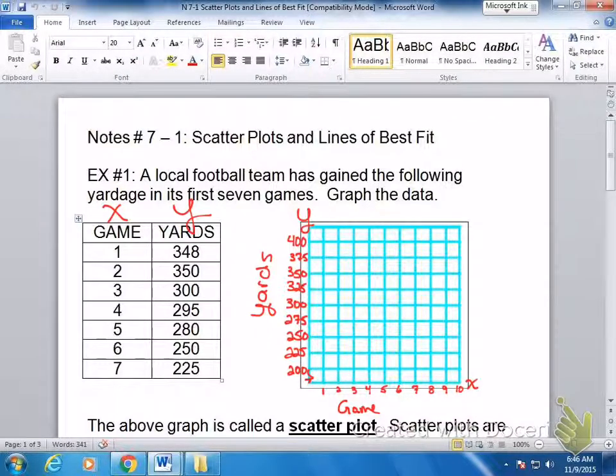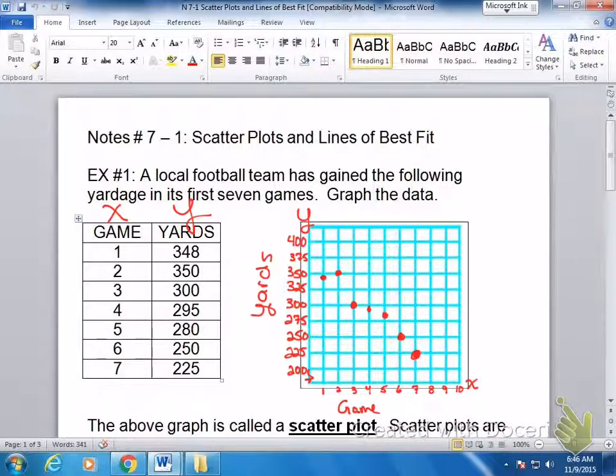see the whole graph. So it looked like my X values went from 1 to 7, so I labeled them 1 through 10 on the X-axis. My yardage, it looks like my lowest one was 225 and my highest was 350, so I started at 200 and worked my way up by 25 to 400. Now all I'm going to do, guys, is plot the points. I'm going to pause for just a second, so you guys need to go ahead and plot those points.